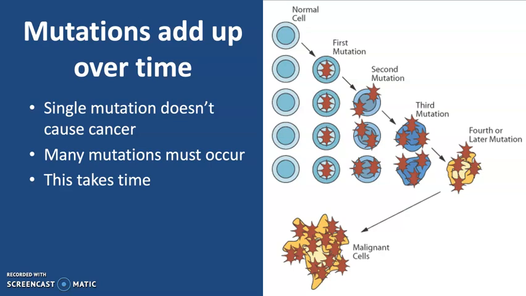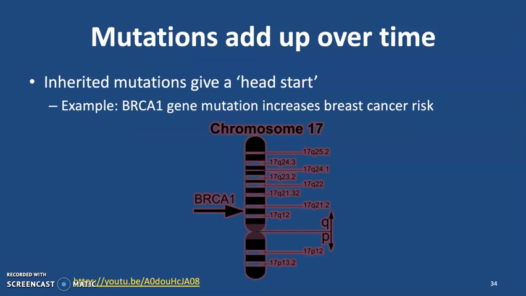Now let's look at just the fact that mutations inevitably add up over time. So while a single mutation doesn't cause cancer, there are going to be many. They will just keep happening every time your cells divide. And a lot of mutations need to occur to lead to a malignant cancer. So as they're adding up, that's leading basically toward cancer, but you can have a head start.